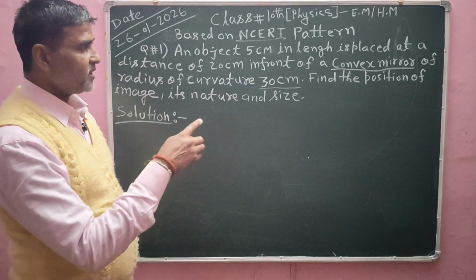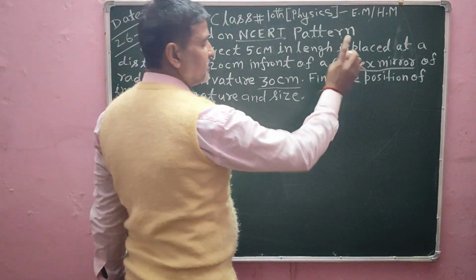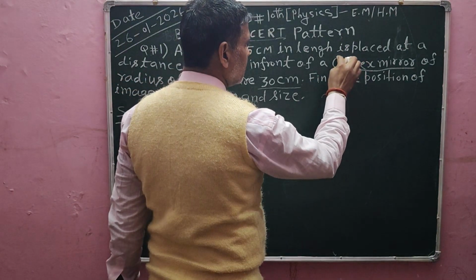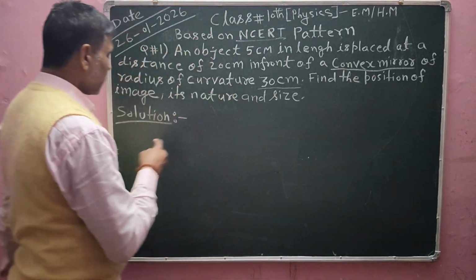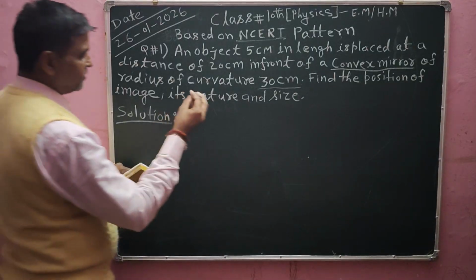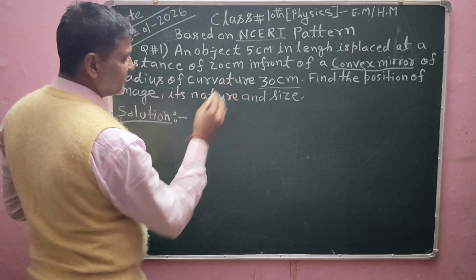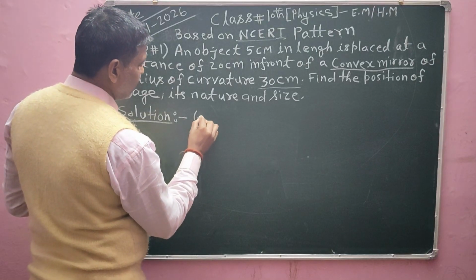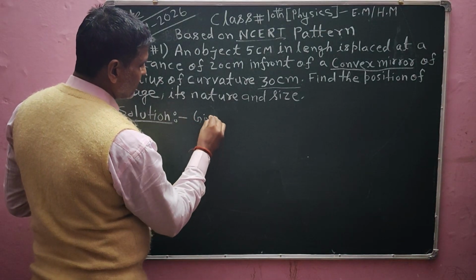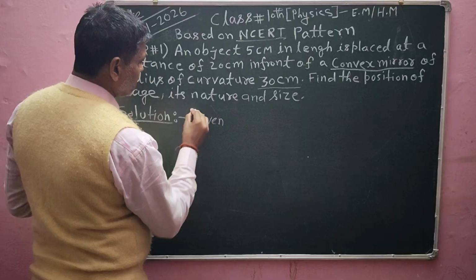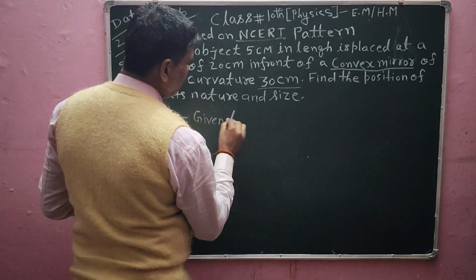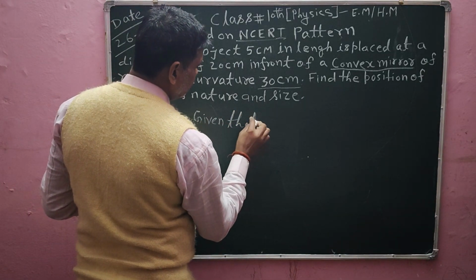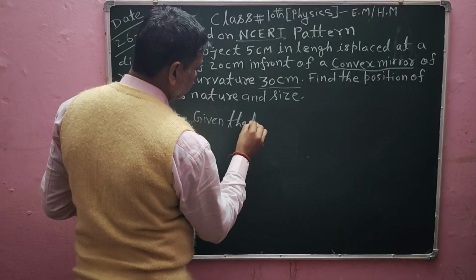So convex mirror is available here. So we have to write here first of all the solution, and given that, whatever information is given, I have to write here. So here I will write "given that". The information that is given I have to write here in detail.